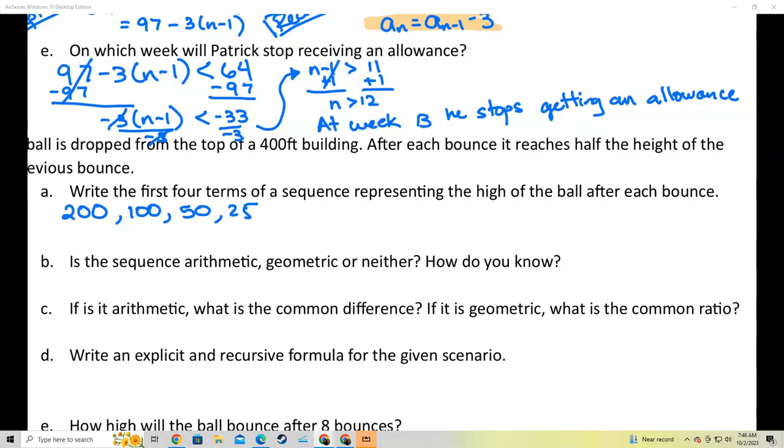Is the sequence arithmetic or geometric? Well, I know that this thing is geometric because I'm dividing by 2, but really I should say multiplying by 1/2. It's not arithmetic, so I'm not going to use a common difference. I'm going to use a geometric, so it's going to be a common ratio equals 1/2.